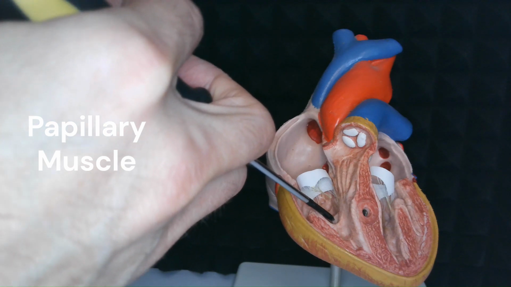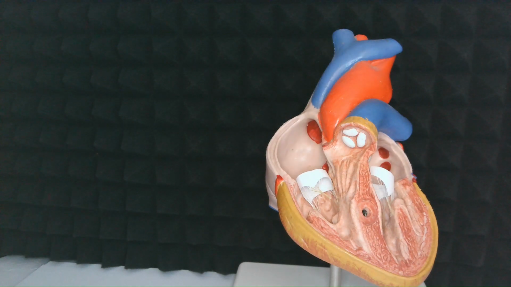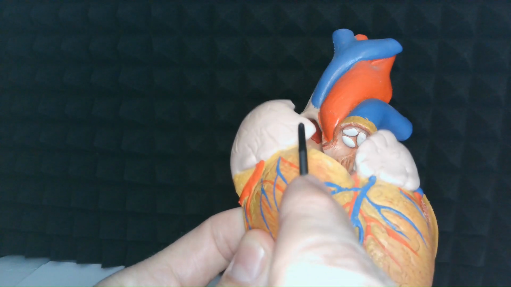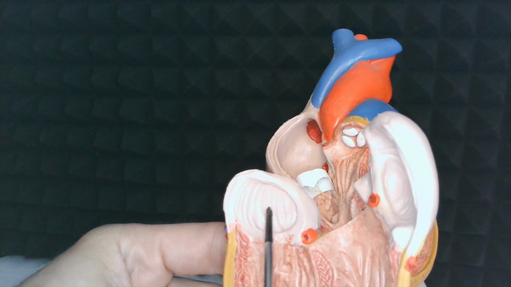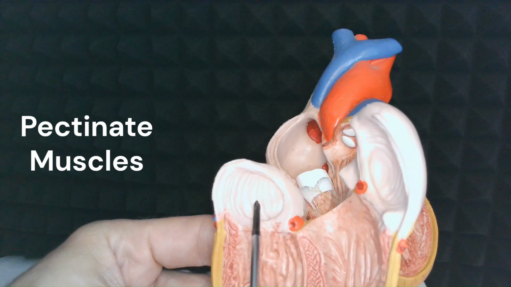So together, both the papillary muscles as well as the chordae tendineae work to ensure proper closure of the AV valves. If we look at our atria, as well as inside of the auricles, on the inside we can see these grooves right there, these comb-like grooves. These are muscular ridges, and they're named pectinate muscles because they resemble a comb or a rake.